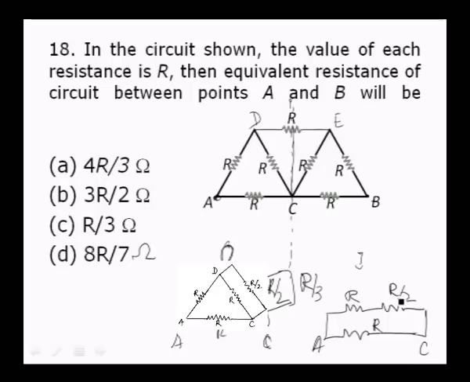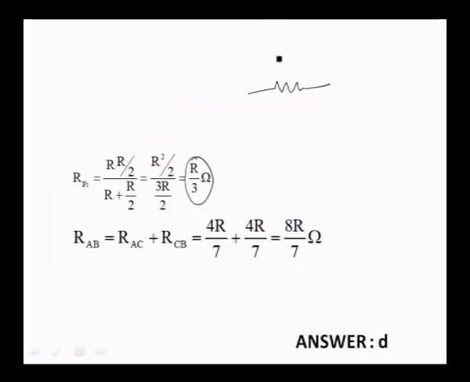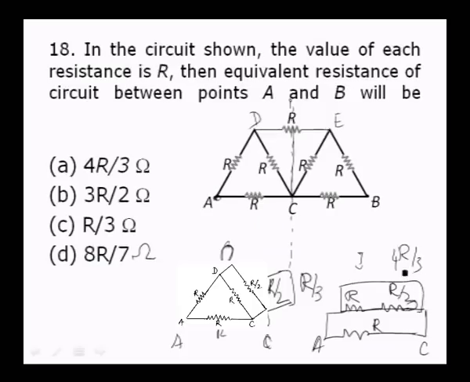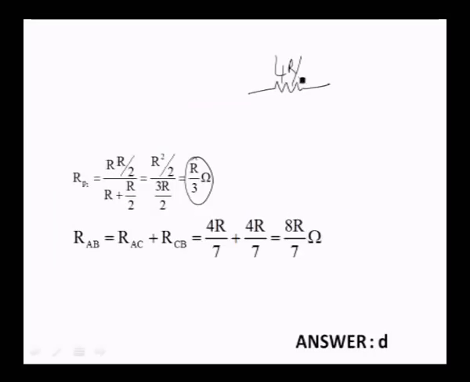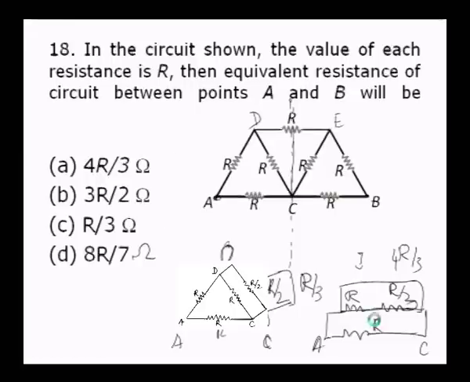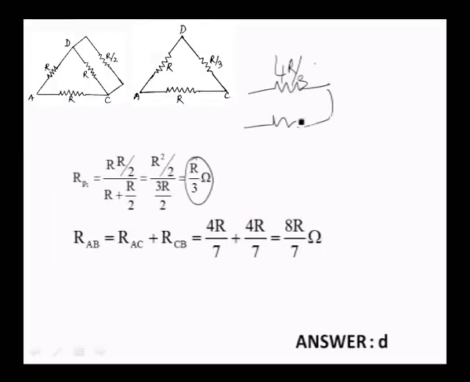Now, R plus R by 3 are in series. We are going to add these two together. R plus R by 3, finally we are getting 4R by 3 effective resistance. 4R by 3 is in parallel with R. This is 4R by 3, okay. This is R. Now you are going to calculate the effective resistance.